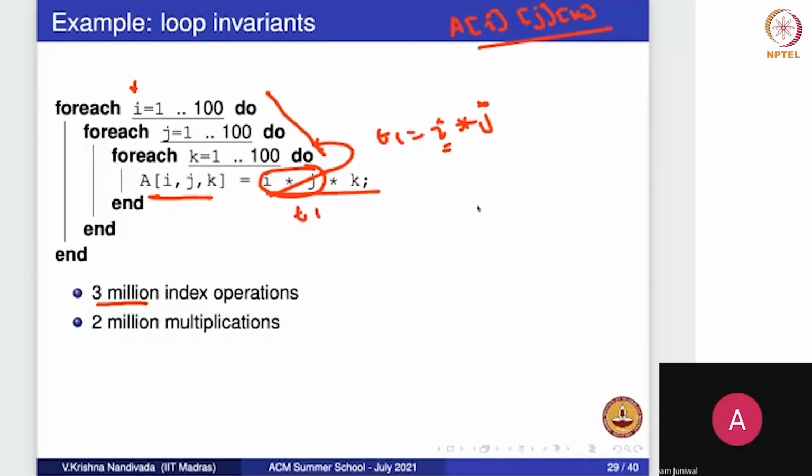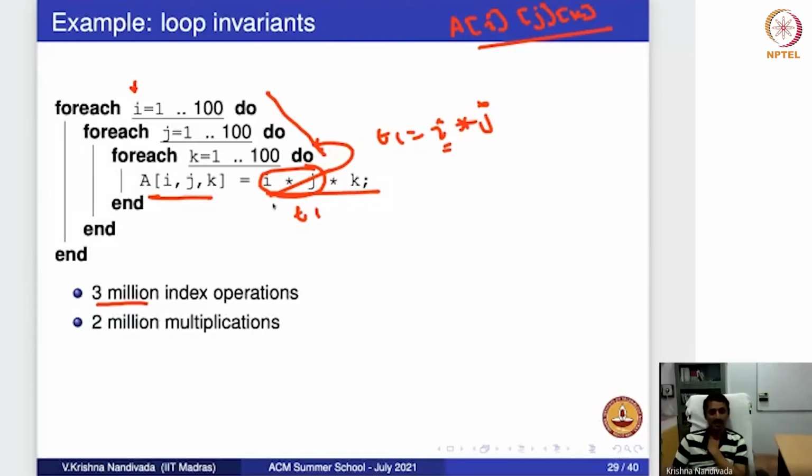I guess accessing A[i][j]. Absolutely. So look at it this way. This A[i][j] is invariant for this K loop. So I could do T2 equal to A sub ij and then do T2 sub K equal to blah, T1 times K.